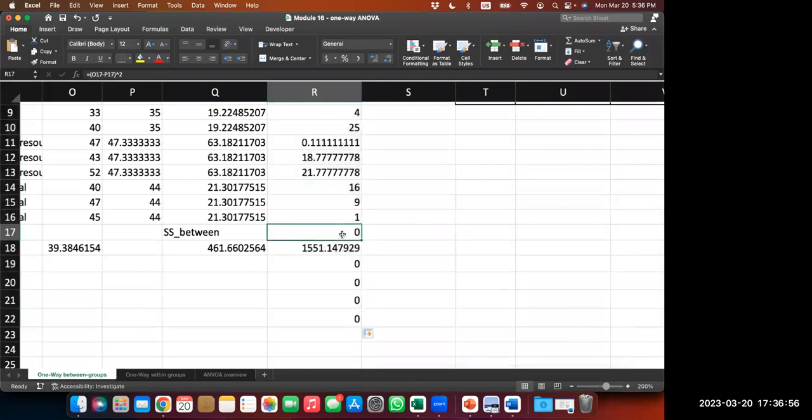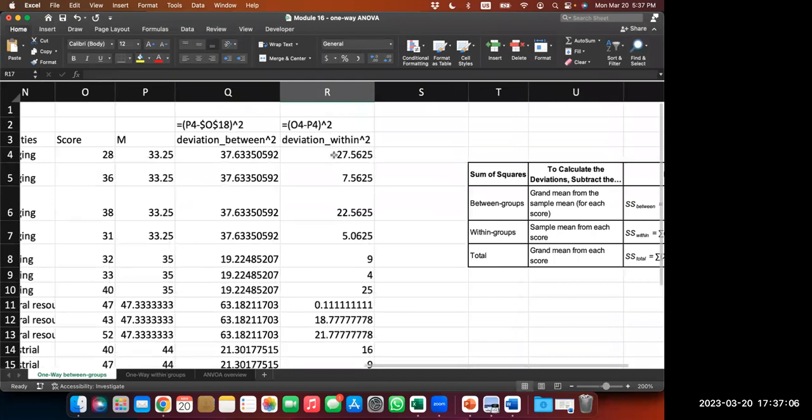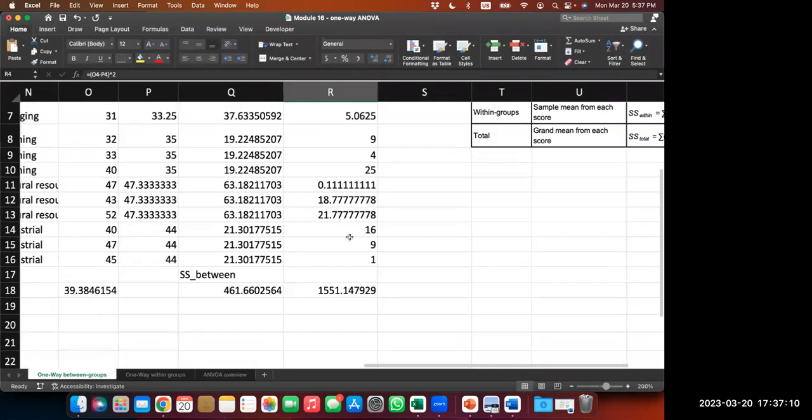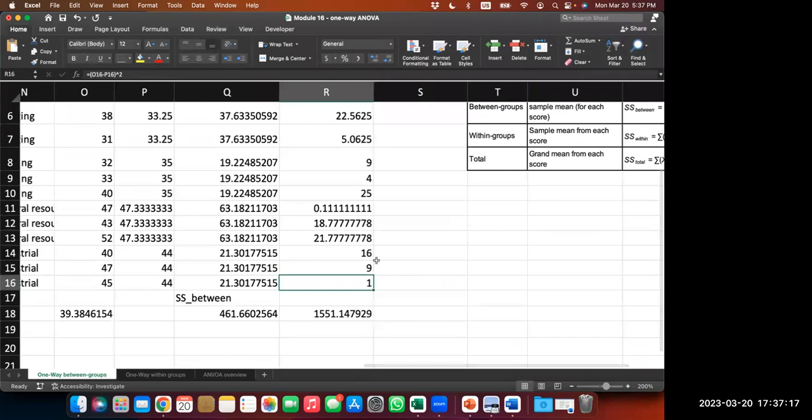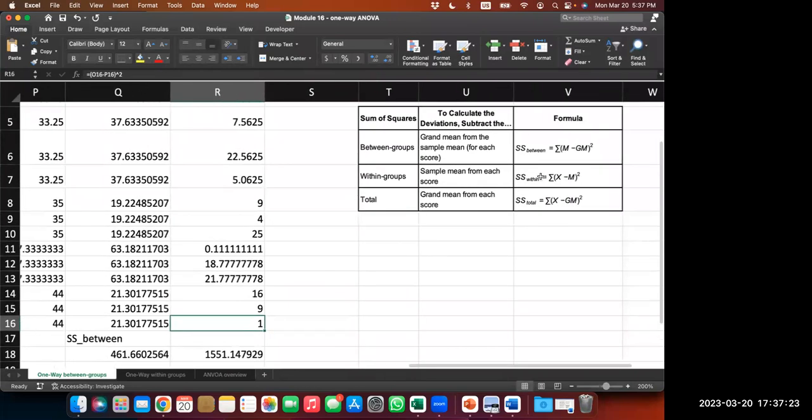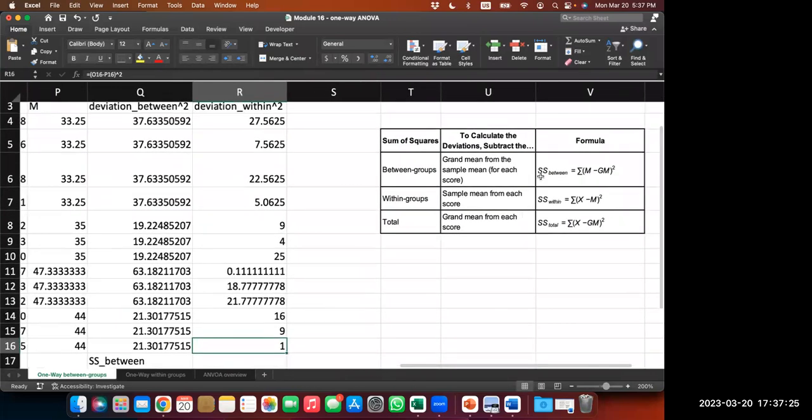So that basically gets us our squared deviations within. And now the only thing we need to do is to calculate the sum of these. That doesn't look right. So that's 1,541. There's something off. Seems to be right.